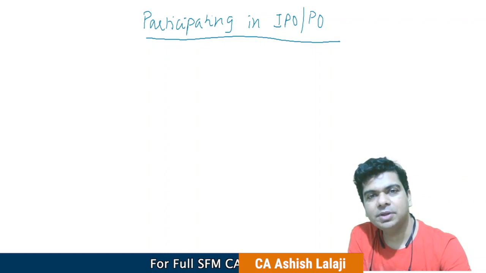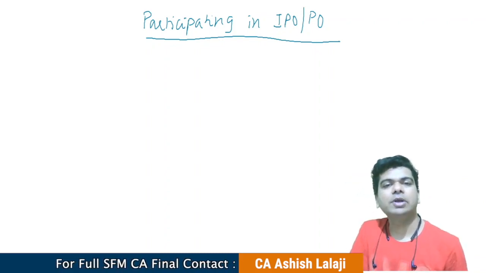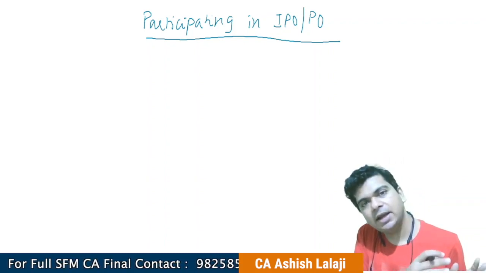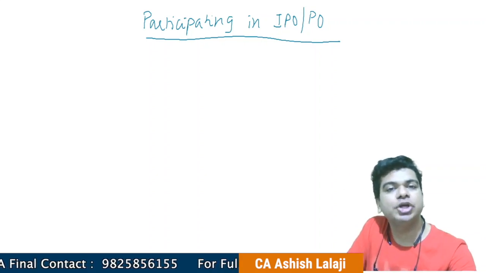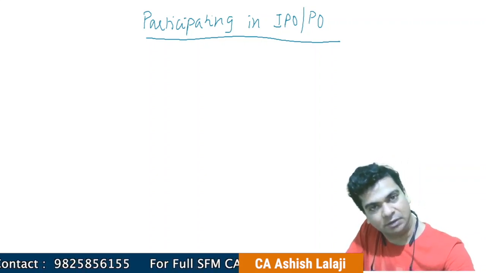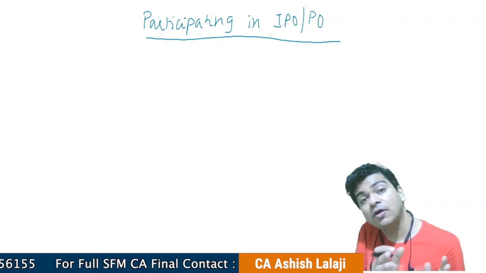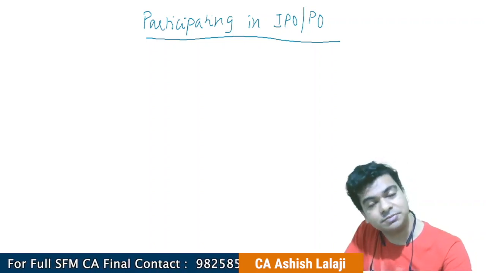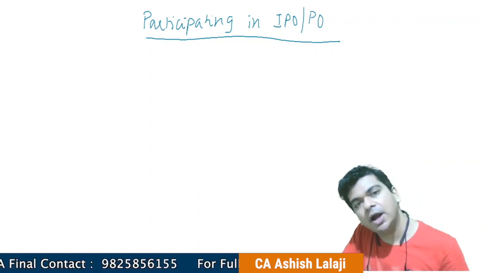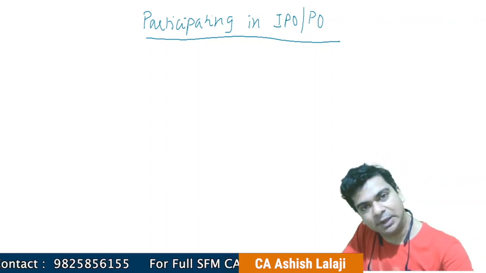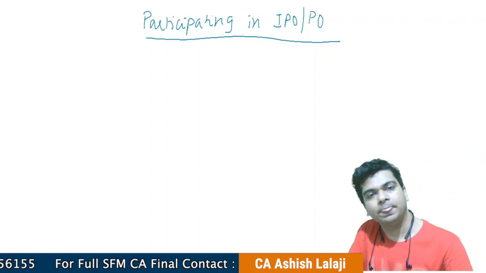So let us say a company is planning an initial public offer. Let us say it's a private limited company right now, and it has decided to issue shares to the public at large. Since you are offering shares to the public at large for the first time, we refer to that as an IPO. Or it's also possible that you have already issued shares to the public at large, maybe 10 or 15 years back, and you are again planning to offer your shares to the public. We will consider this simply as a public offer or a PO.